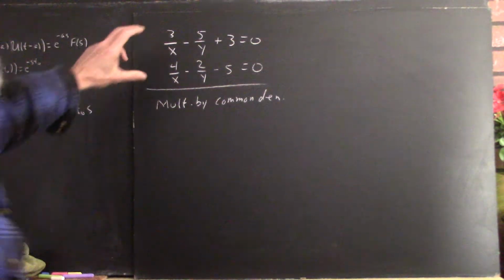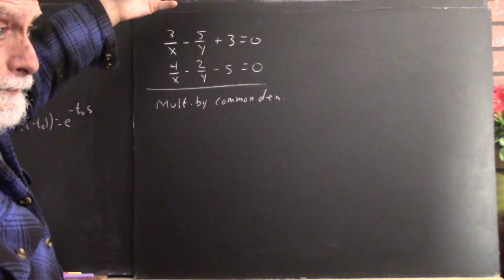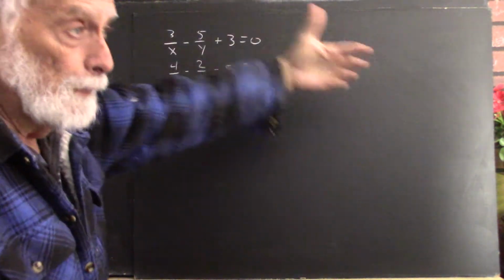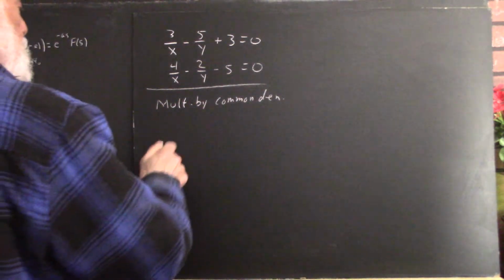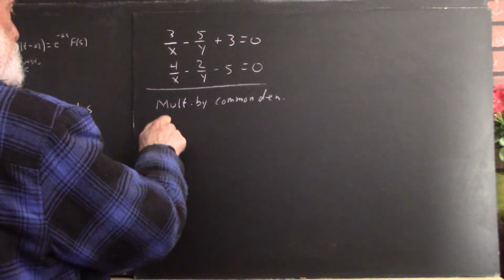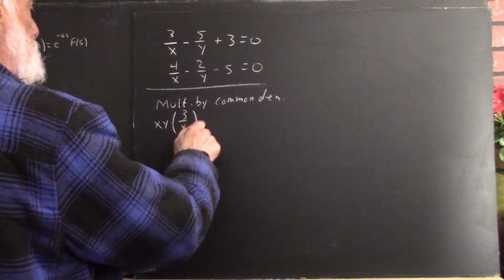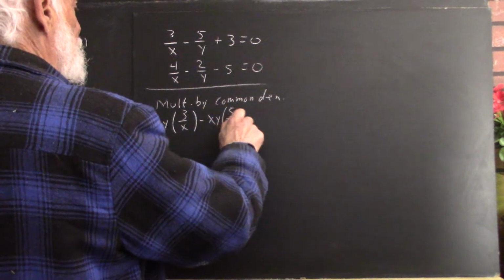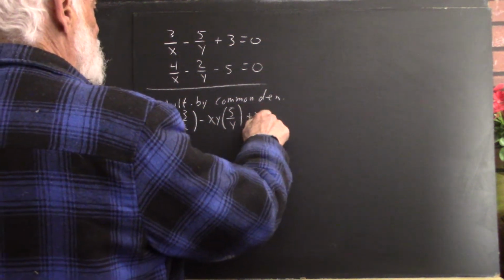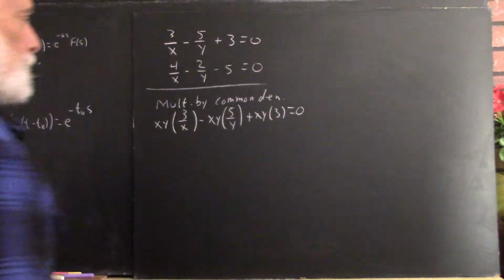Okay, so again, two equations, both with denominators. Find a common denominator for each equation and multiply both sides by that. So we're going to get xy times 3 over x minus xy times 5 over y plus xy times 3 equals 0.